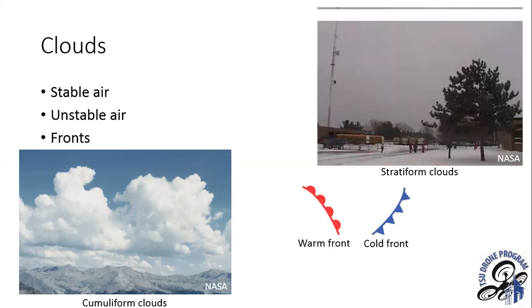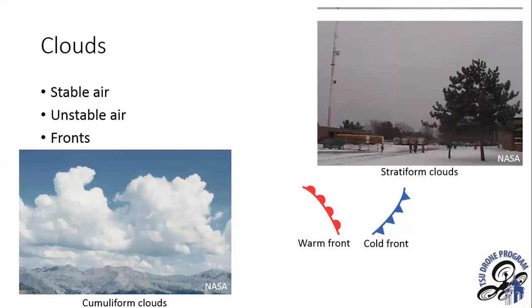And so warm fronts are going to be warm air. They're going to initially bring rain followed by clear skies, whereas a cold front obviously has cold air, and they can bring more torrential rains and high wind speeds.